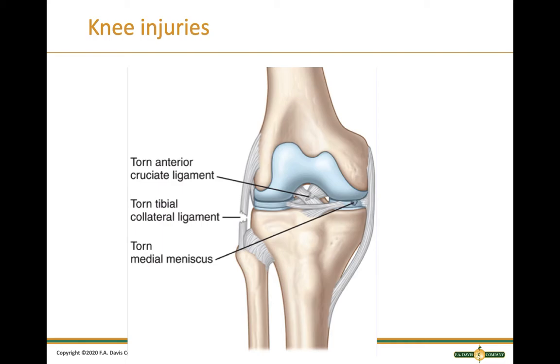Some of the injuries, like we see the torn anterior cruciate ligament, that's the ACL for short. Or we can see a torn meniscus there. A meniscus is a little pad that the knee has. Or we can see the tibial collateral ligament, that's also known as the LCL or the MCL.